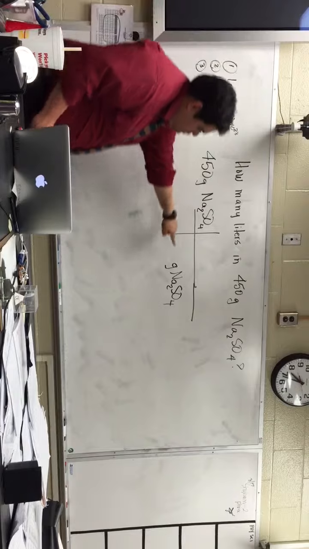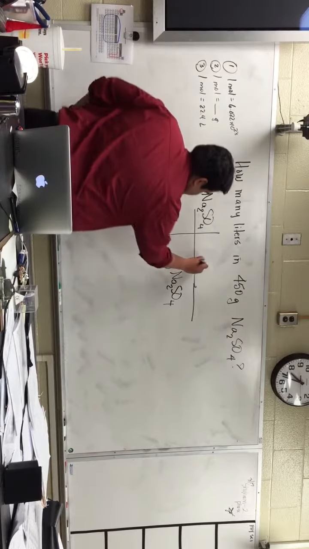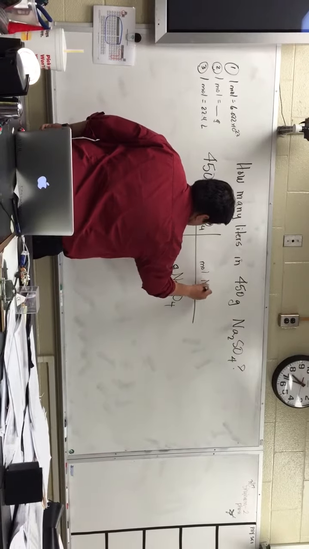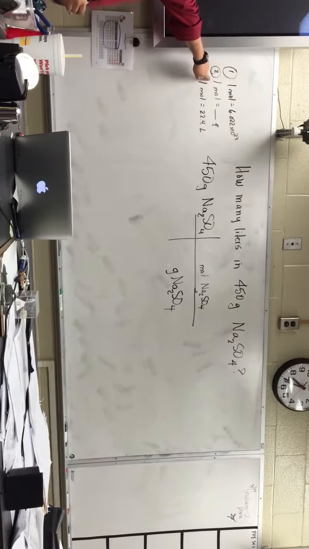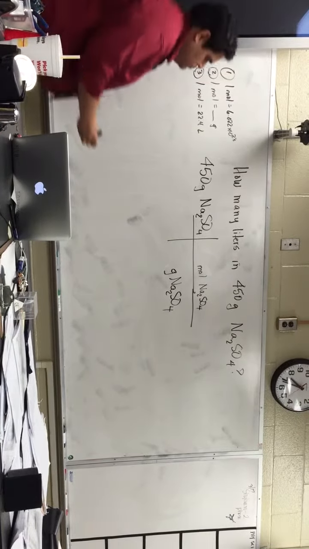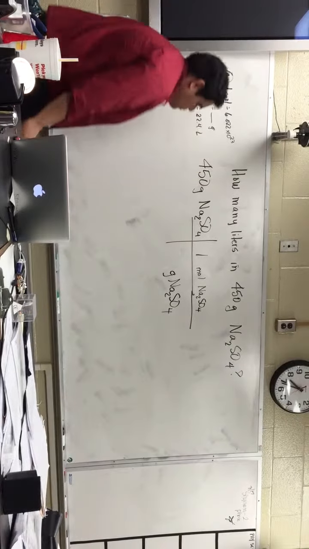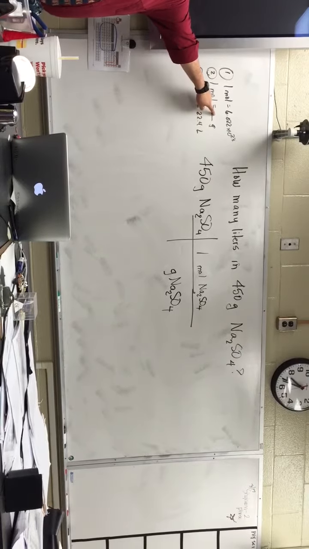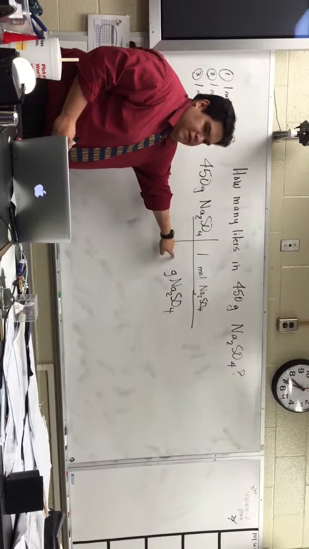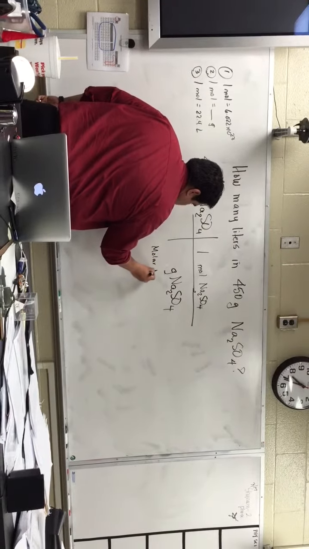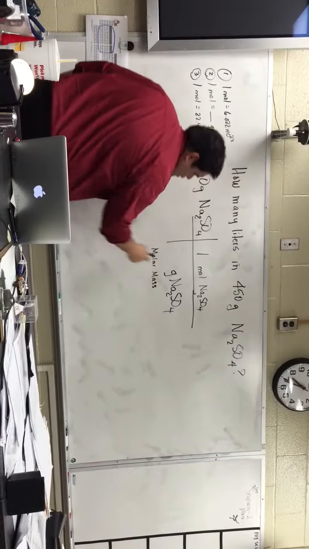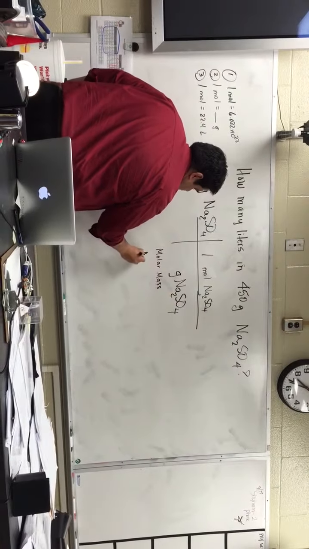So if I have grams down here, I'm going to put moles up here. In the rule, I have a 1 next to the mole, so I'll put a 1 next to the mole. Here I don't have a number next to the grams, so that means I got to figure that out. That means right here, I have to calculate the molar mass for sodium sulfate.